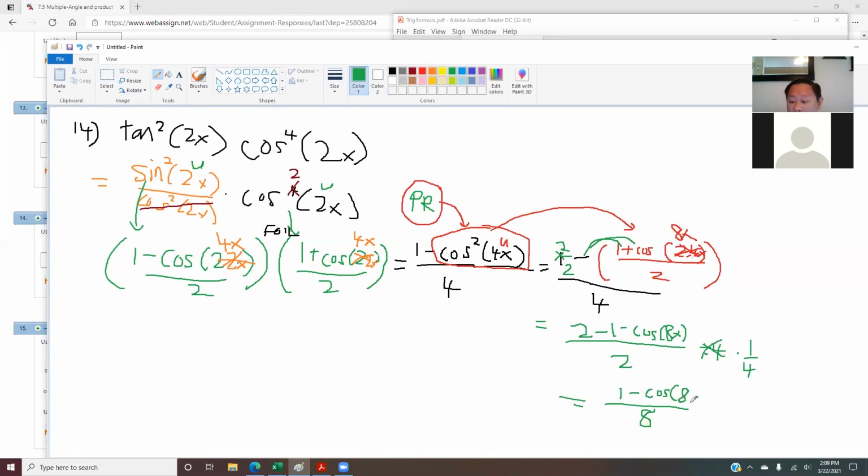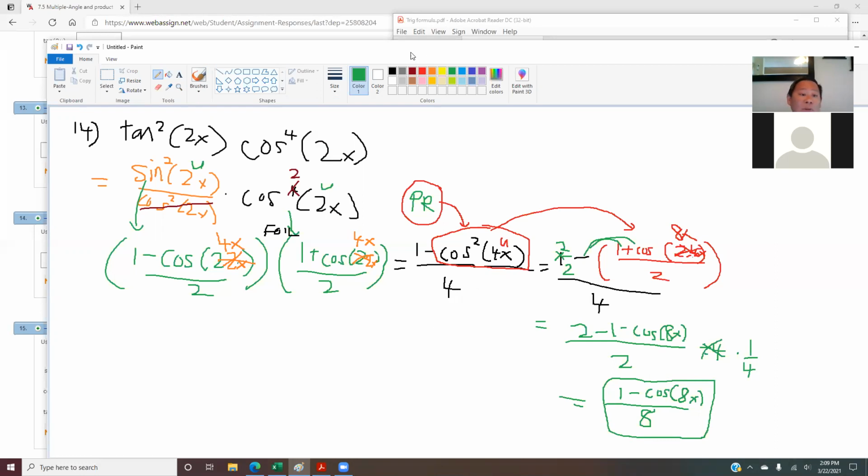Make sure that when you do the 8x, you put parentheses around it, because if you don't put parentheses around it, your online homework will mark you wrong. So this is your answer for question number 14: 1 minus cosine 8x over 8.